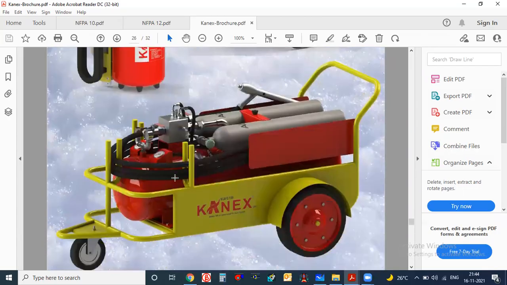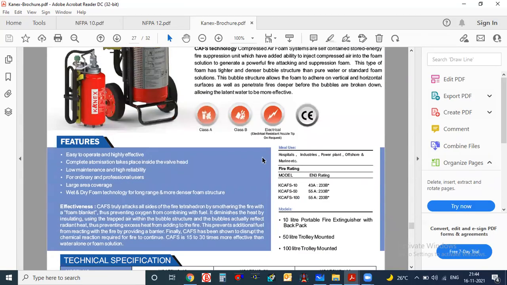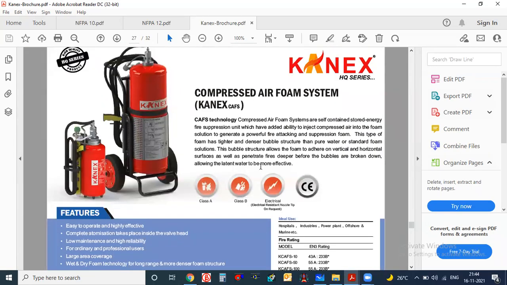I have just shown you one example of this Canex. Compressed air foam system is also there. Compressed air foam systems are self-contained stored energy fire suppression units, which have the added ability to inject compressed air into the foam solution to generate a powerful fire attacking and suppression foam. This type of foam is tighter and denser. This bubble structure allows the foam to adhere on vertical and horizontal surfaces as well as penetrate the fire deeper.